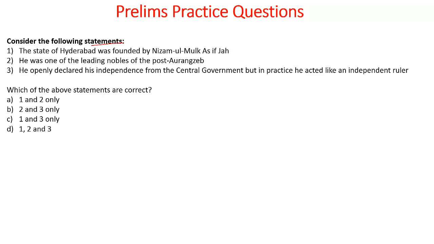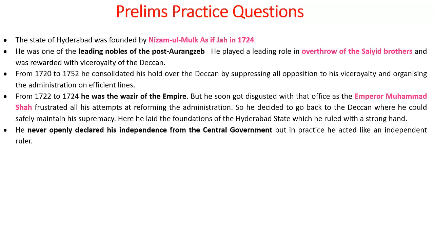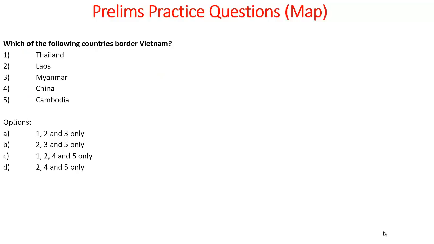Consider the following statements. One, the state of Hyderabad was founded by Nizam ul Mulk Asif Jah. Two, he was one of the leading nobles of post Aurangzeb. Three, he openly declared his independence from the central government, but in practice he acted like an independent ruler. Which of the above statements are correct? The answer to this is 1 and 2 only. Let's look into the explanation. The first two statements are correct. The third statement says he never openly declared his independence from the central government, but in practice he acted like an independent ruler. Let's look into the map-based question.